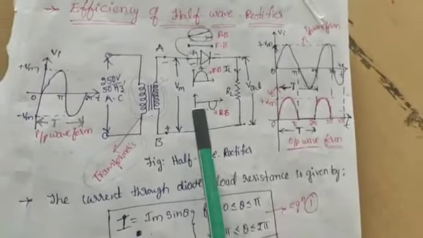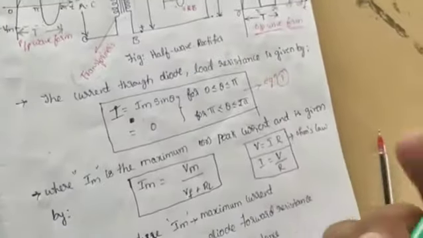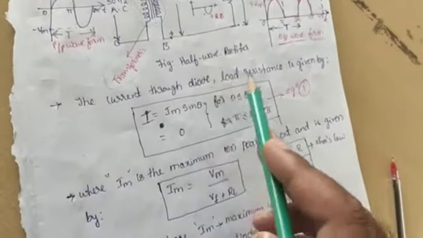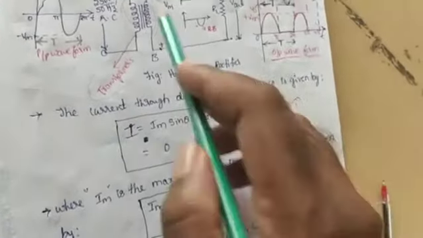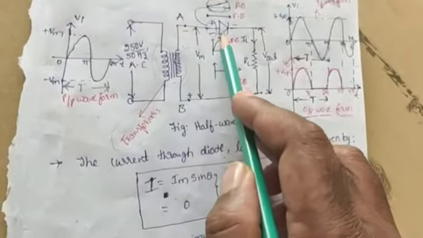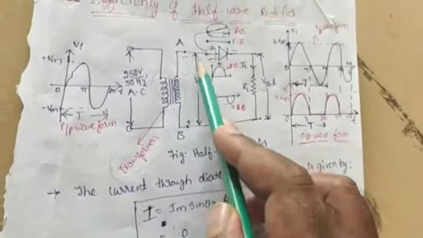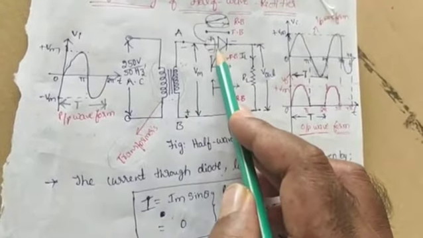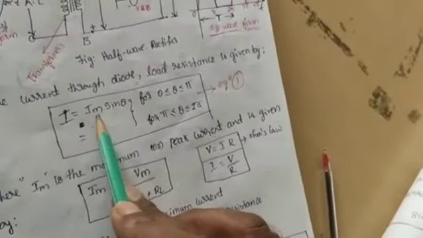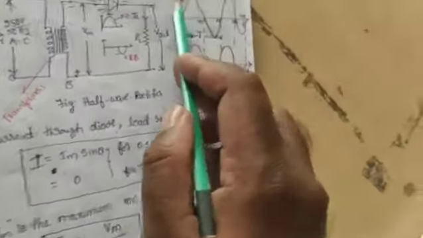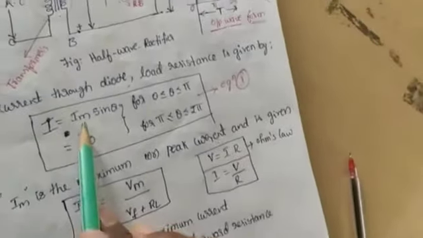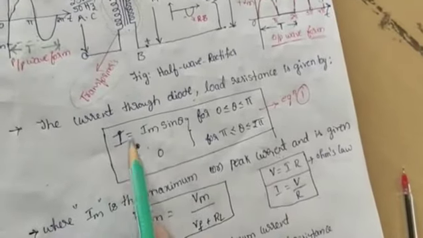Now coming to the efficiency of the half-wave rectifier. The current through the diode and load resistance is given by the following. When we apply this input signal, the current is transmitted like this. This is the diode current. When we apply this signal, it is transmitted through the diode and we get a signal like this. Here I is equal to Im sin theta. Here we can represent the voltage as Vm and the current as Im, so we write the current as I equal to Im sin theta.